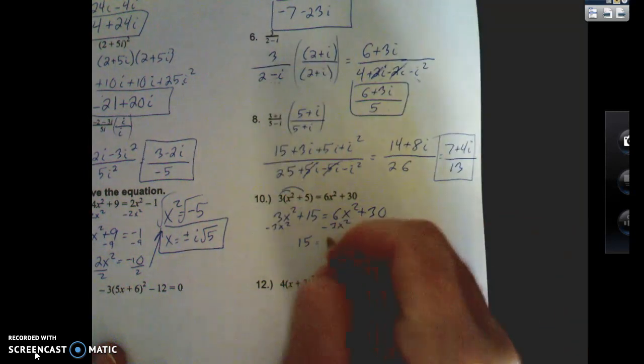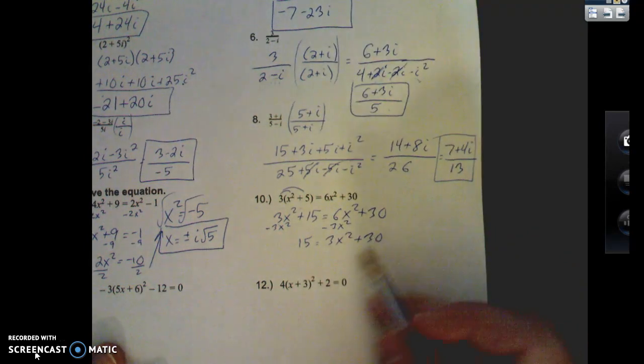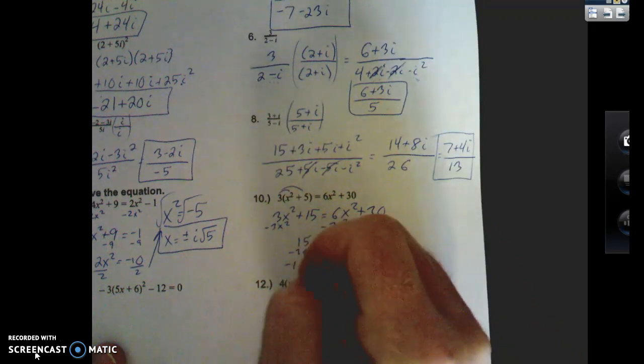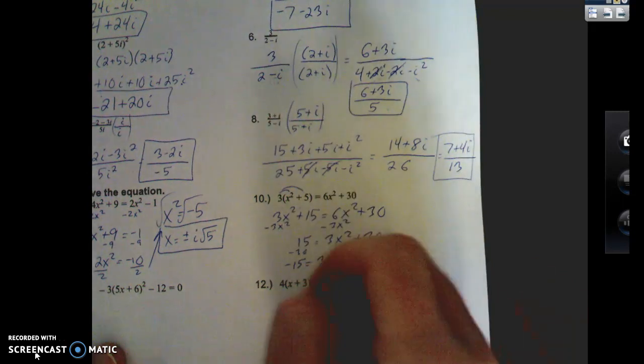So 15 equals 3x squared plus 30. Subtract 30 over. Negative 15 equals 3x squared. Divide everything by 3.